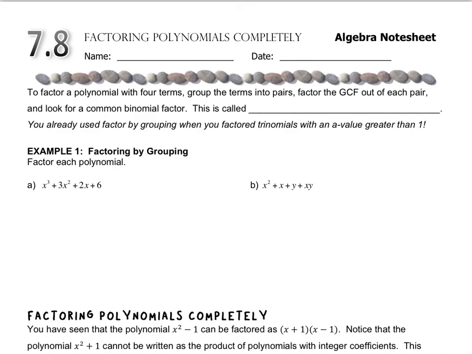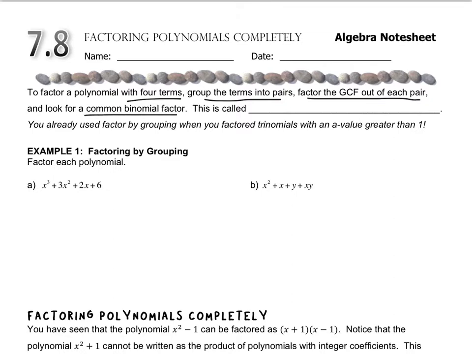In this last lesson, we're going to put all our factorings together and understand that sometimes polynomials have more than one type of factoring involved. But before we do that, we're going to name a specific type of factoring that we've already been doing. It's the factoring when there are four terms, and you group it into pairs, and you factor out the GCF of each pair, and look for a common factor.